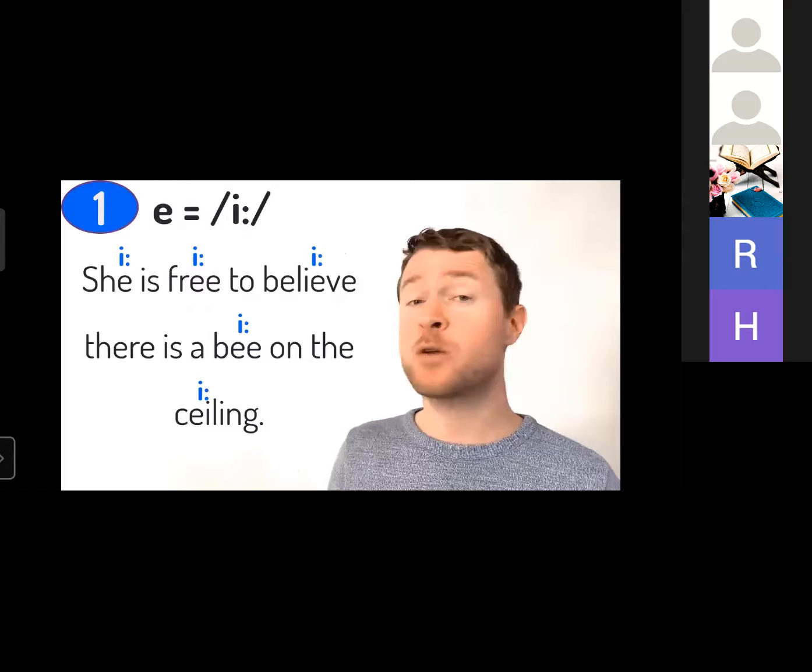Yeah. Some Greek words like oasis, the plural oases, crisis, crises, and thesis, theses. That's right. The ninth case was some borrowed words from other languages like karate and karaoke. Okay. So how many cases for pronouncing the letter E as an E? Nine cases, okay? So again, here is an example of a whole sentence with some of the cases. She is free to believe there is a bee on the ceiling, okay?